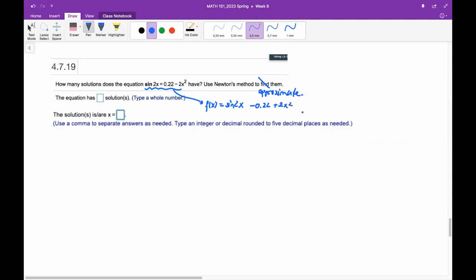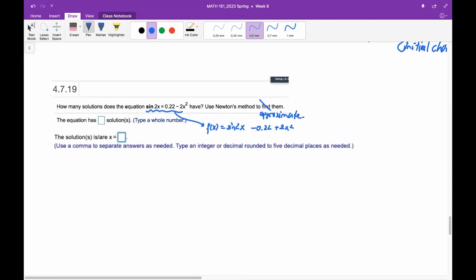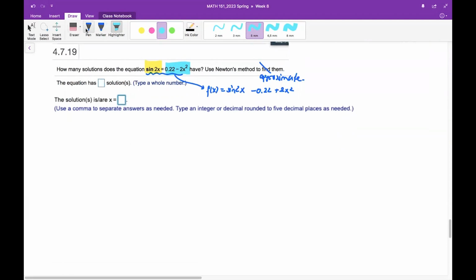Okay, this is our function on which we can apply Newton's method. In fact, we have two curves here, right? One of them is sine 2x, the other curve is this one. If you try to solve an equation like this, you can consider the solution of this equation geometrically: it will be the intersection points of these two curves, right? So let's try to draw both of them in the same coordinate axis.